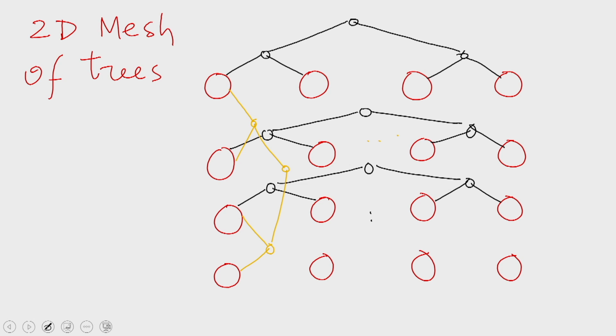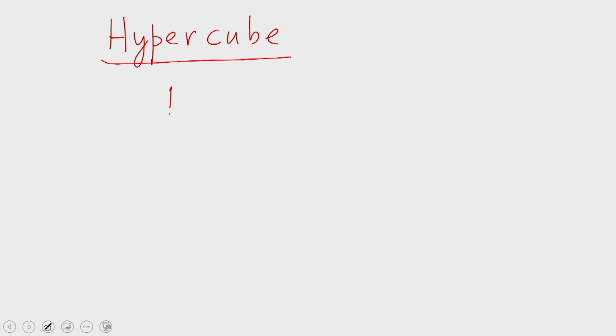We shall also see several interconnection networks that are closely related to hypercubes. I will define what a hypercube is in this lecture, and during the course of the program we shall see several interconnection networks that are related to hypercubes. A hypercube of dimension 0 is a single processor without any connection.